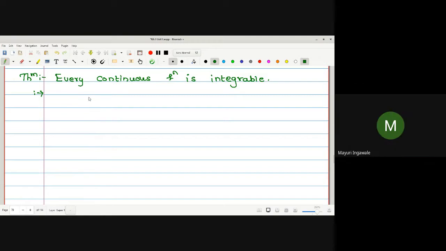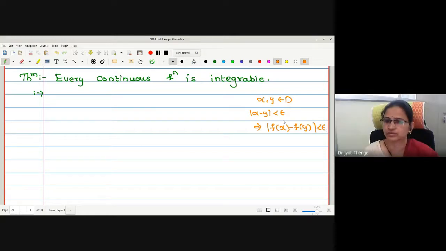For all x, y belonging to the domain, which is a subset of R, if mod of x minus y is less than delta, then mod of f of x minus f of y is less than epsilon. Very good. This is delta and epsilon. This is the definition of uniform continuity we have.